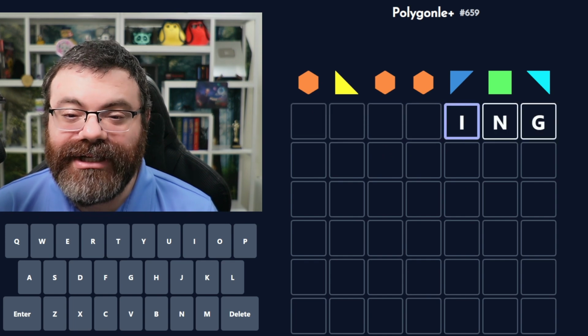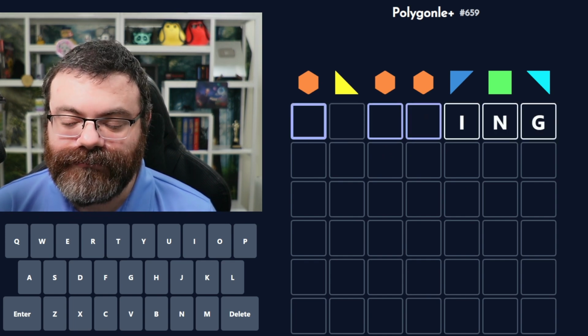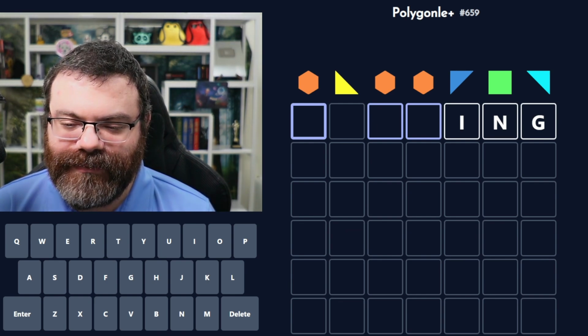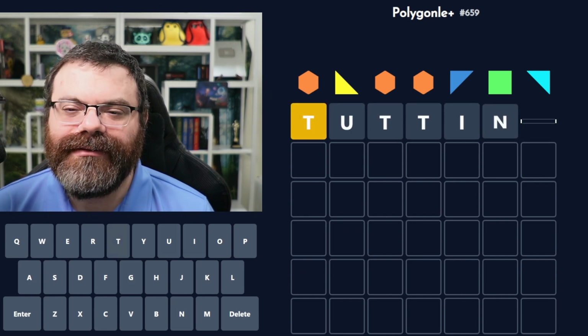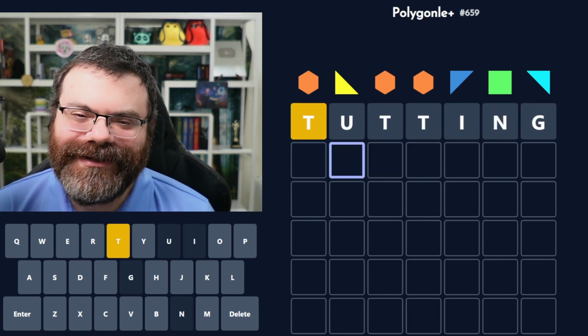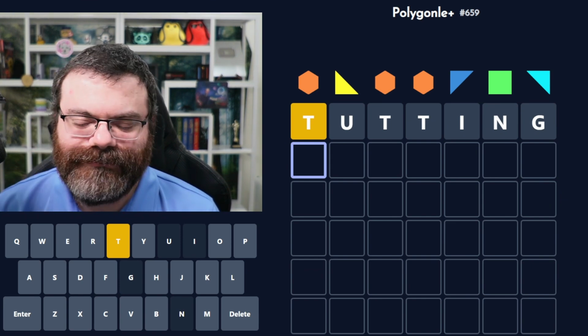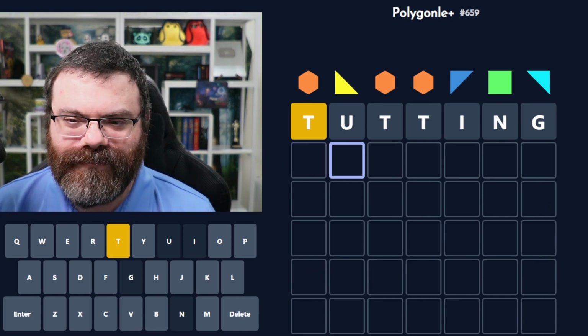If I put ing in, does that help me at all? Like dadding, mamming, momming, mumming, tutting. Okay. Not ing. There's a T somewhere. Darn it. The T's not the repeat. What are we doing with this T?